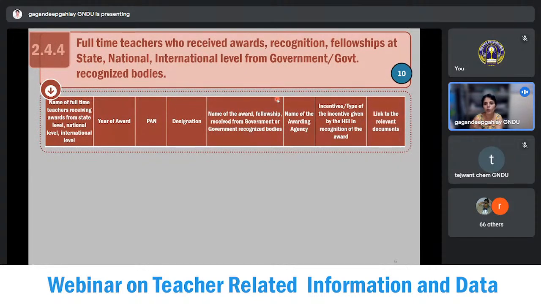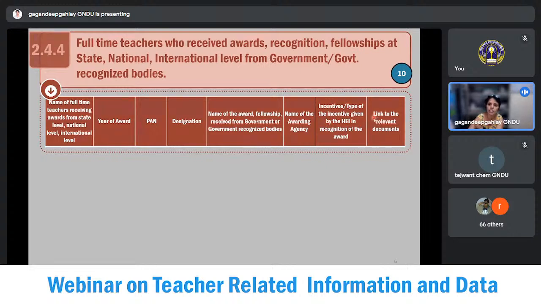So again, when we are looking at the data, this is the data table which is mandatory, and we have to give the name of the teacher who received the award, which year the award was received, the PAN number, the designation, the name of the award or the fellowship, the name of the awarding agency, what kind of incentives were given to that particular teacher in recognition of the award by the HEI, and we have to provide a link to the relevant documents.